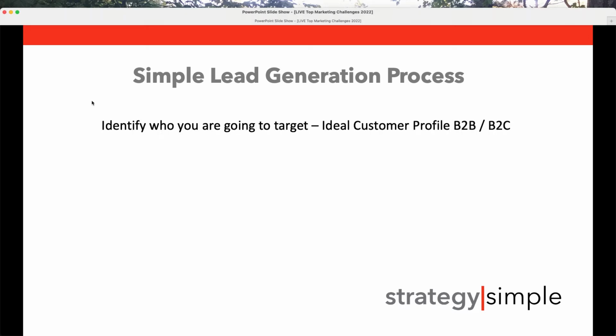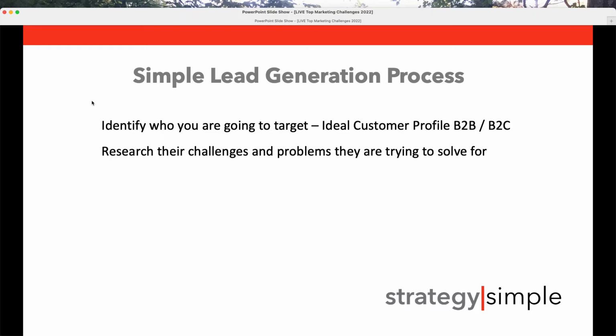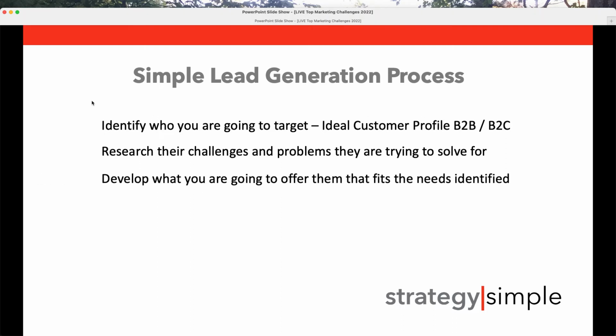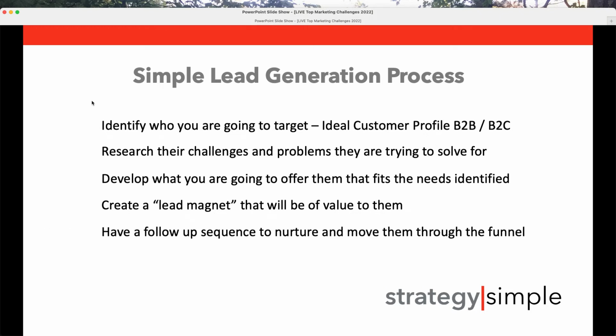Number one, identify who you are going to target. And I talked about the ideal client profile for that. Research their challenges and problems that they're trying to solve for. Develop what you're going to offer them that fits the needs identified in the step above. Create a lead magnet that will be of value to them. Have a follow-up sequence to nurture and move them through the funnel. And finally, initiate the process. Just do it. So, what does all that mean?